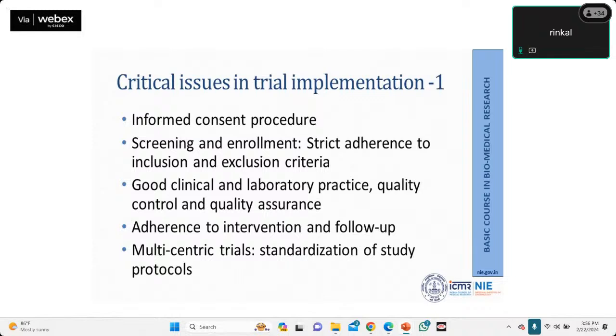The procedure of informed consent. Again, these are critical issues. How we are taking the consent, that has to be recorded, and it has to be explained in their own language till their satisfaction, and then we have to get their sign on the consent form.